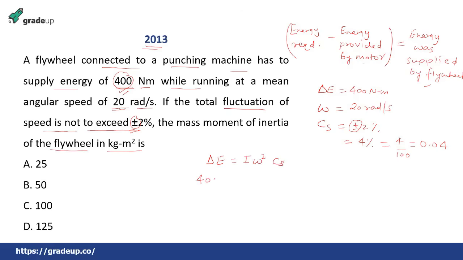Putting the values, delta E equal to 400, I you have to calculate, omega 20 whole square into 0.04. 20 square is 400, so this gets cancelled from here. I is equal to 1 upon 0.04. This becomes 100 divided by 4, which is equal to 25. So the correct option in this case is that I, the mass moment of inertia of the flywheel in kg meter square, is 25. Very simple question. Just notice that the plus minus 2 has to be converted to 4, and the answer is 25.